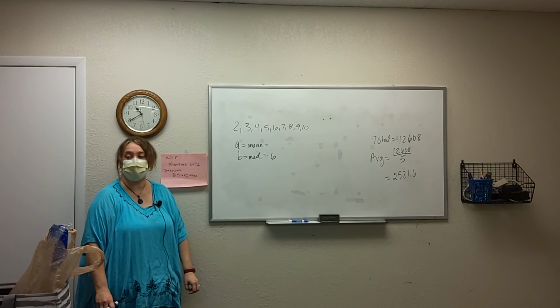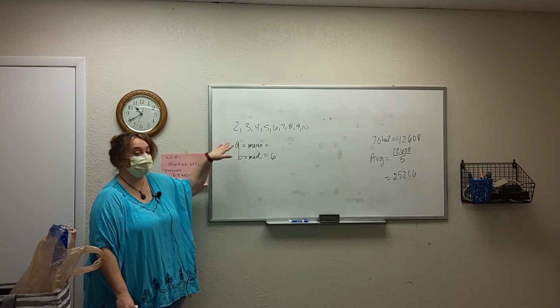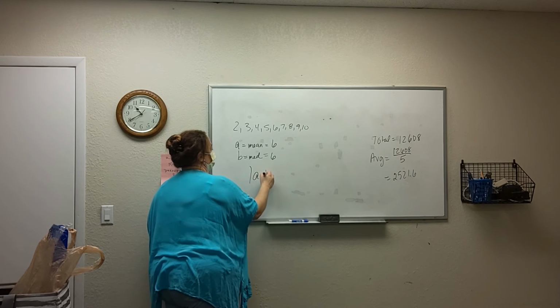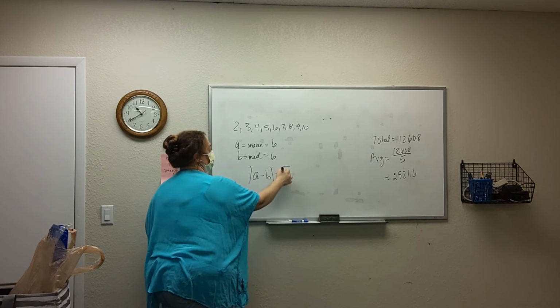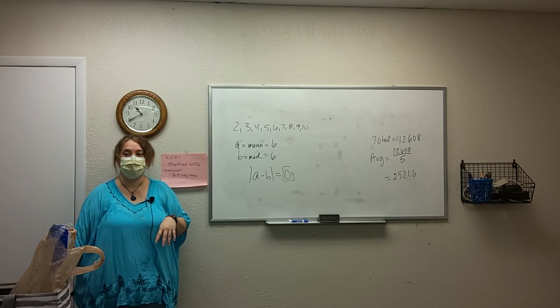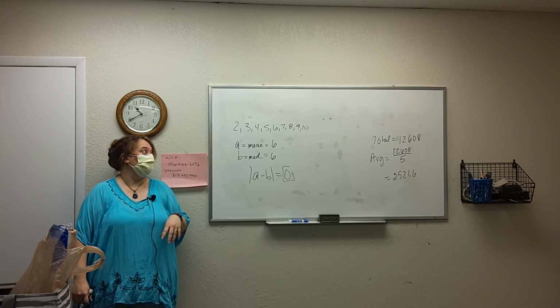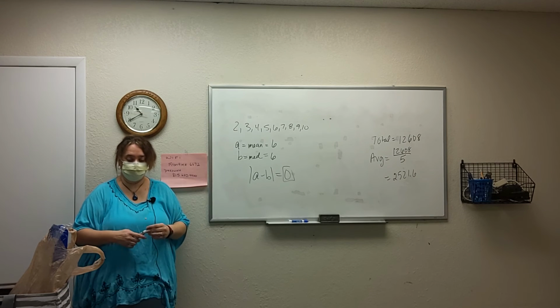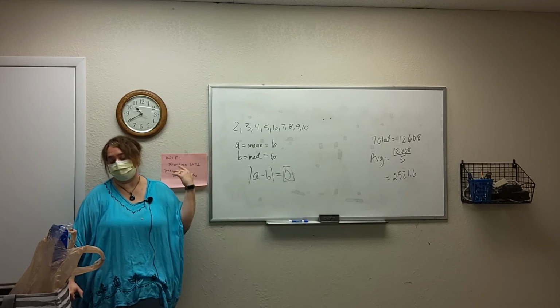What do you get? So you get 6, right? So you get 6 for the mean. And then absolute value of A minus B, that is going to be 6 minus 6, which is going to be 0. Okay? All right, your mean and your median will always be the same if you have an odd number of consecutive integers. Just FYI. But you don't have to remember that.